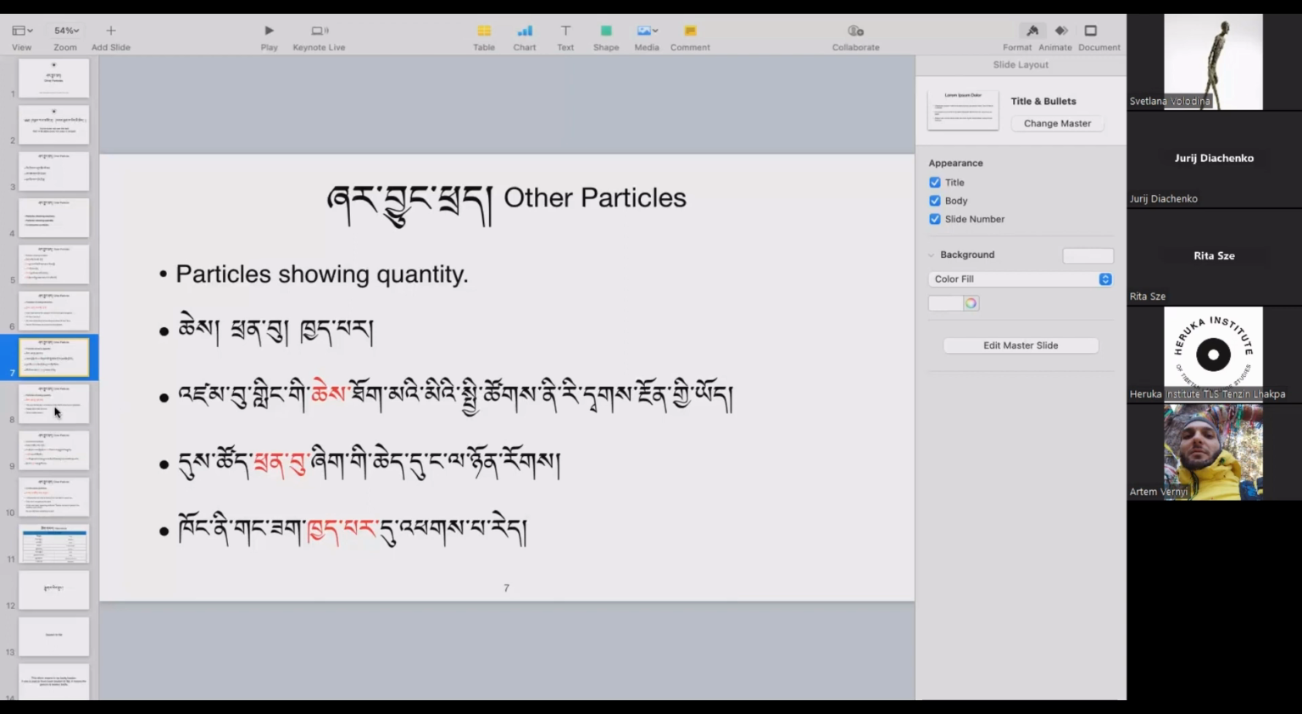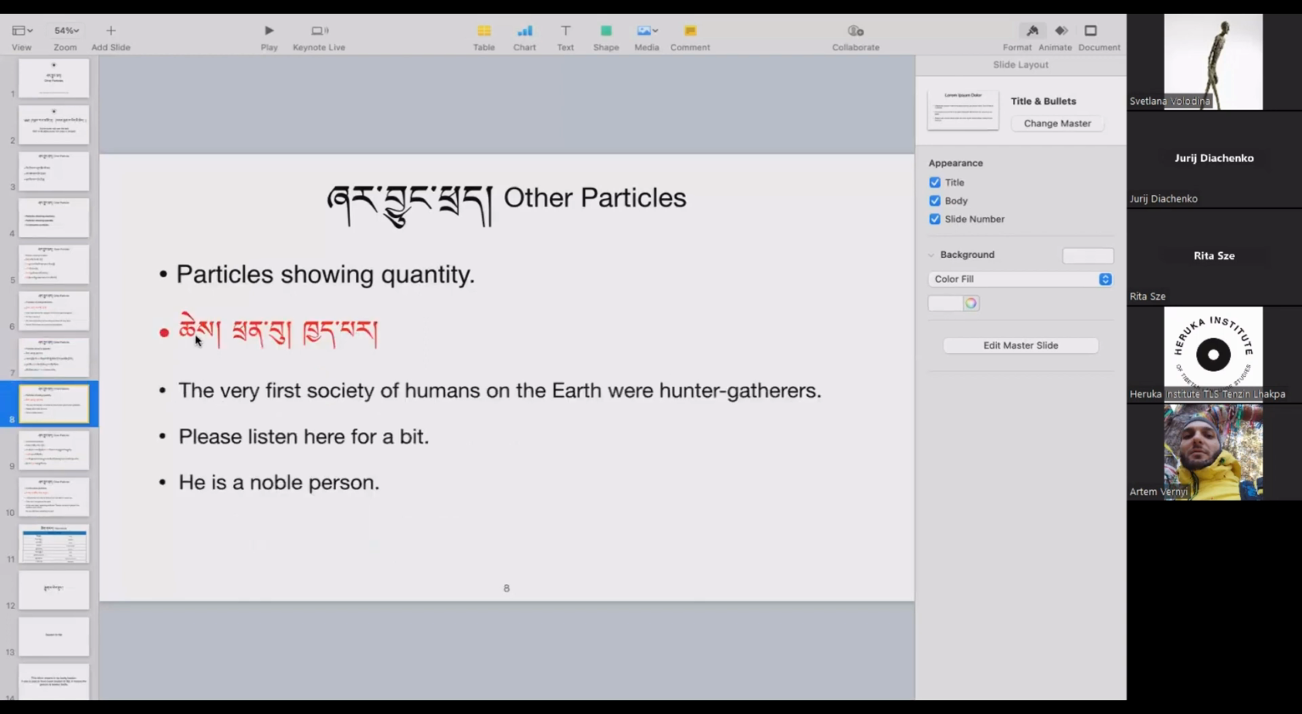So let us go to the English translation to see what each of these particles actually mean. So the first one, che means very. Chenpu means a bit or a little or a tiny. Chungzeng, a little bit. Dozeng, a bit. Chenpu, a bit.